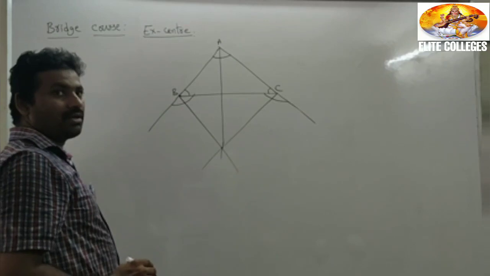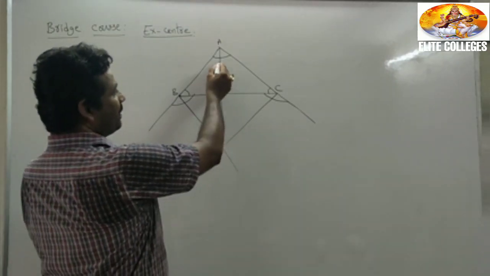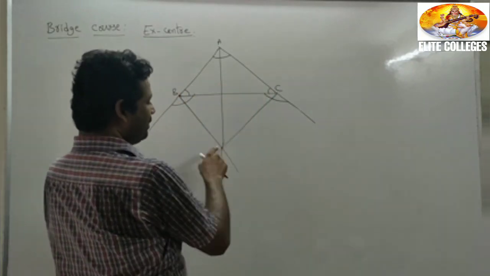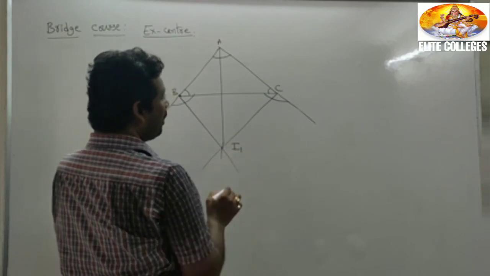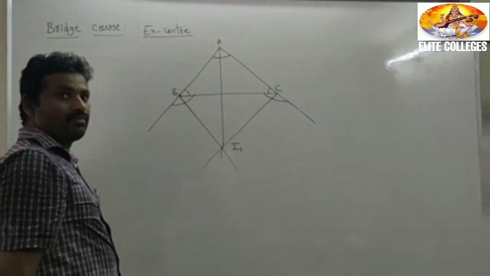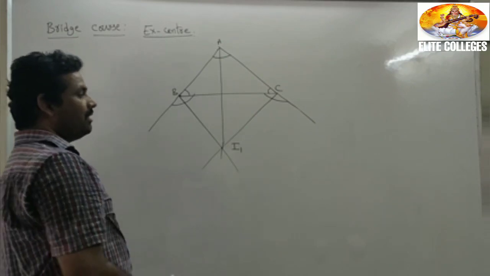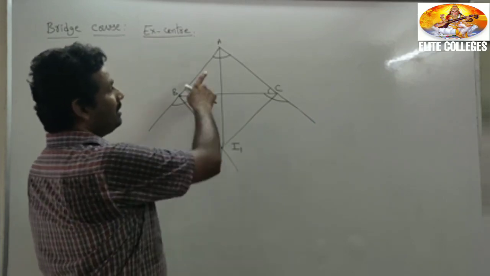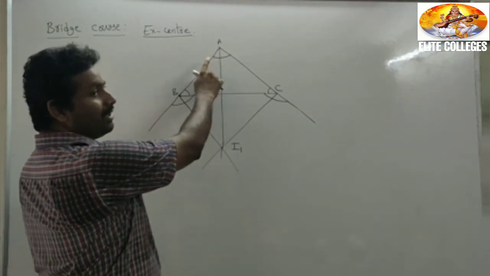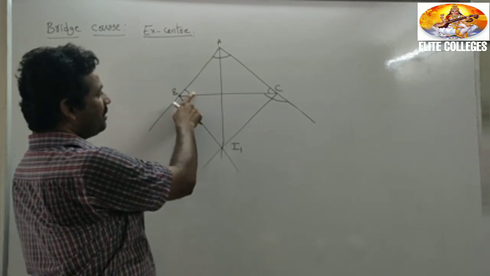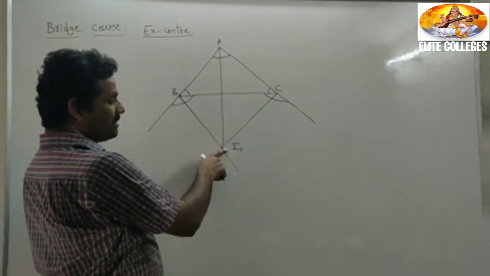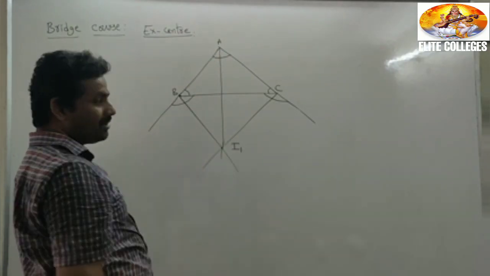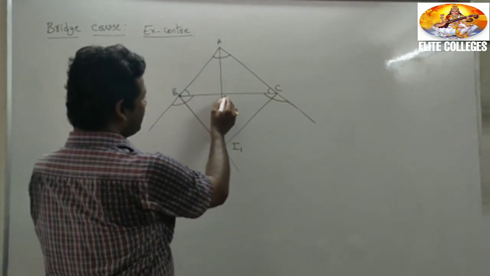So the point of concurrence of the internal angular bisector of A and the external angular bisectors of B and C is called the excenter opposite to A, denoted by I1. And what are the circle like this one?